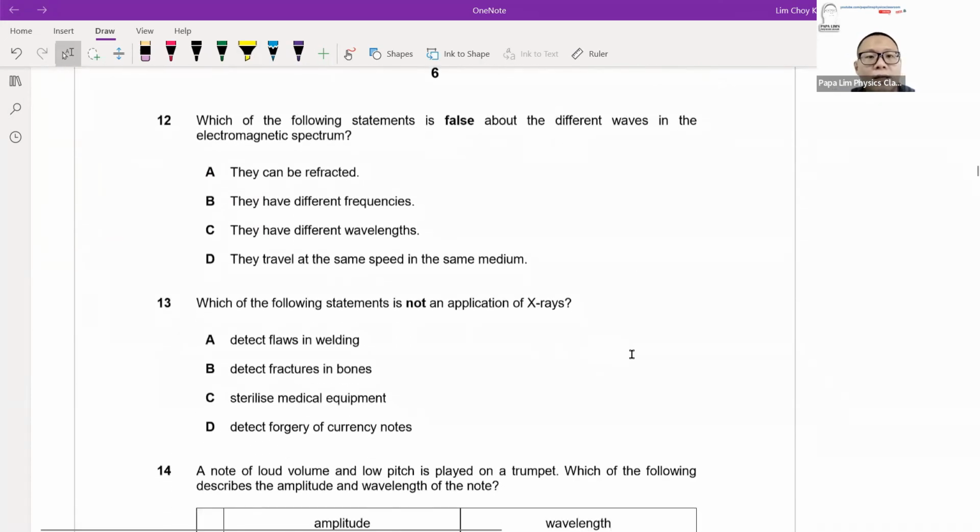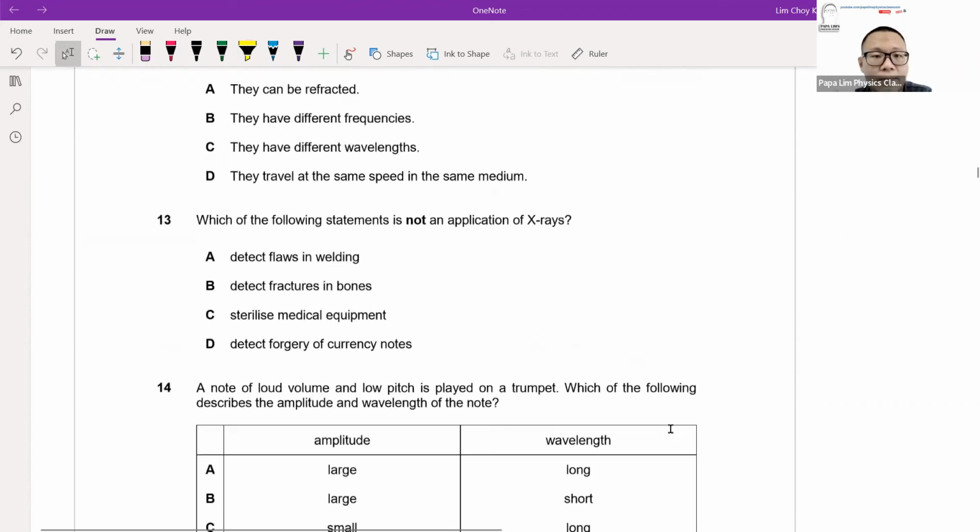Question 12, electromagnetic spectrum: which of the statements is false? Please take note of the properties. I will not dwell too much on question 12. It is about the properties in the EM spectrum, and most of the books and notes cover quite a lot on this. Next: which of the following is not an application of X-ray?